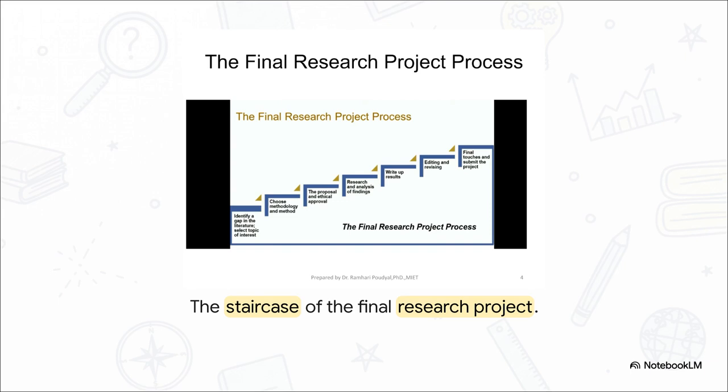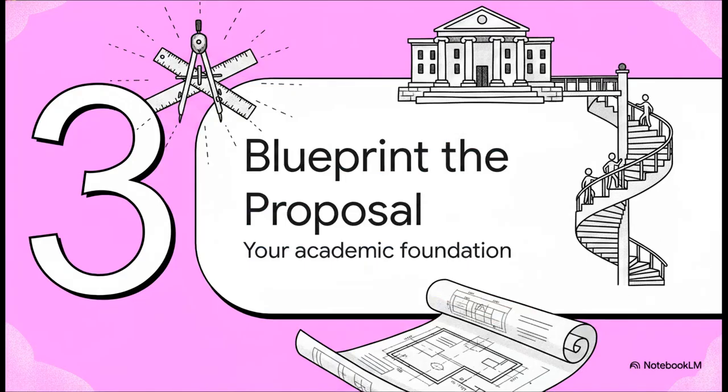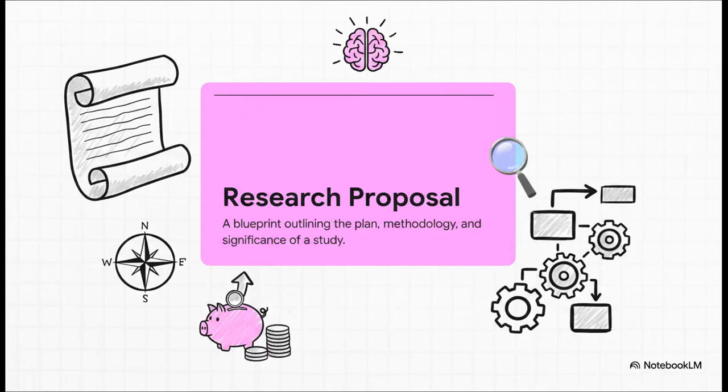And finally, you write up your results and reach the very top with your final submission. If you try to skip a stair anywhere in this process, I guarantee you the whole academic endeavor is going to trip up. Which brings us to Section 3. Blueprinting the proposal. So, formally speaking, a research proposal outlines your plan, your objectives, your methodology, and the significance of your study.